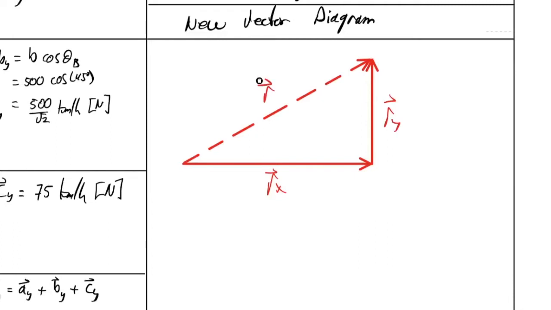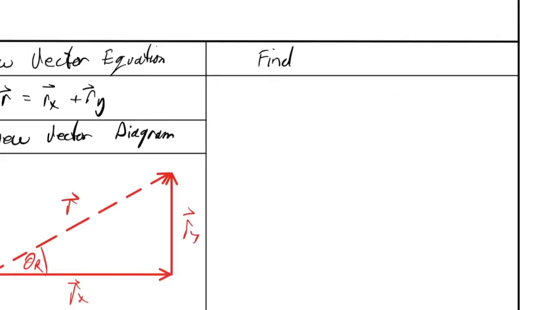Now notice that the resultant in this case is now dashed, and the reason why is because Rx and Ry are actually known now. It's the resultant that is unknown. So generally speaking, the vector or vectors that are dashed are unknown values at that point. And there's our theta R. Next step is to find the magnitude of the resultant.